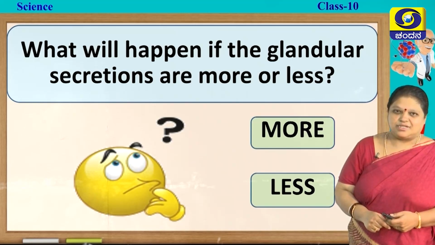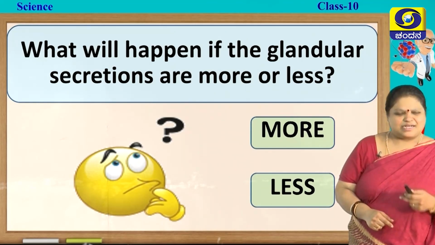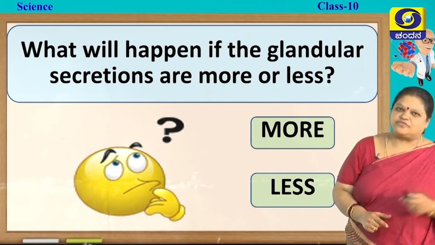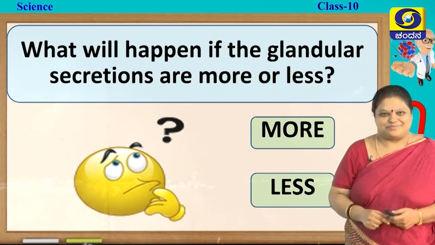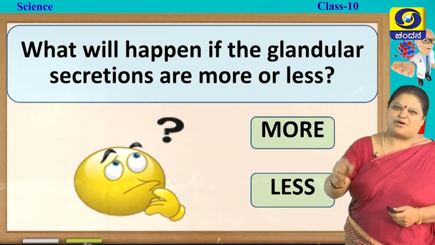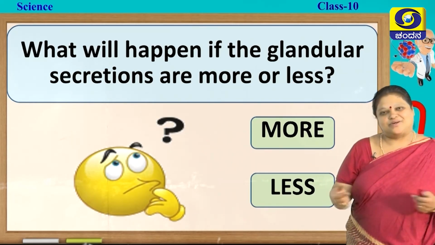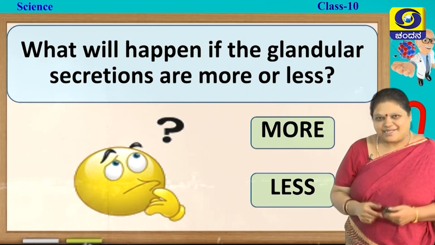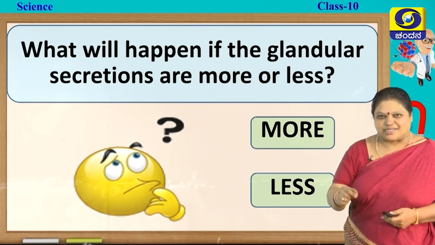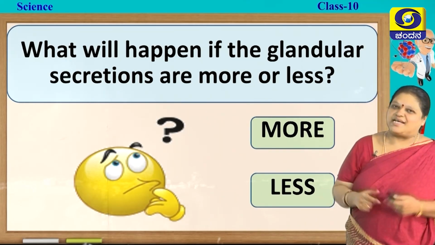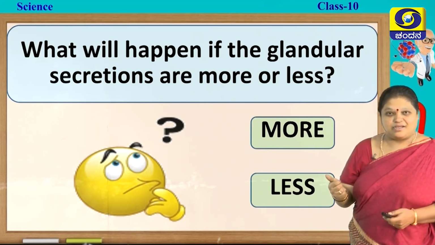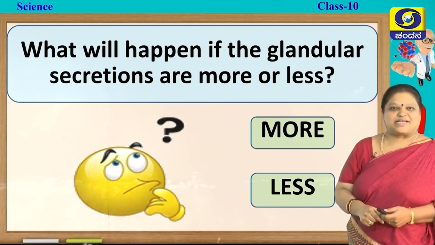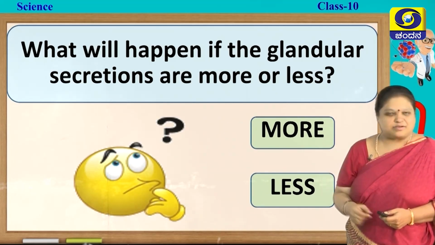Just imagine these hormones act just like salt to your food. The salt should be added correctly. In case you add more salt, the food will become saltish. You cannot eat it. If the salt content is less, it will be tasteless. It is bland. You cannot eat again. Similarly, the hormones also should be secreted in appropriate amounts.